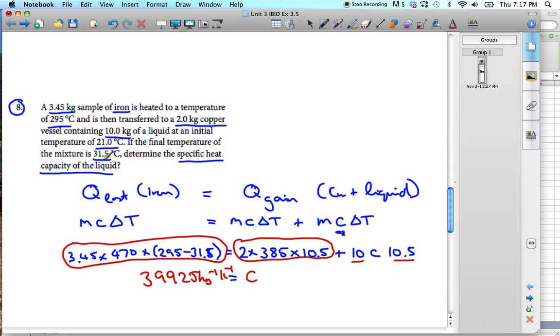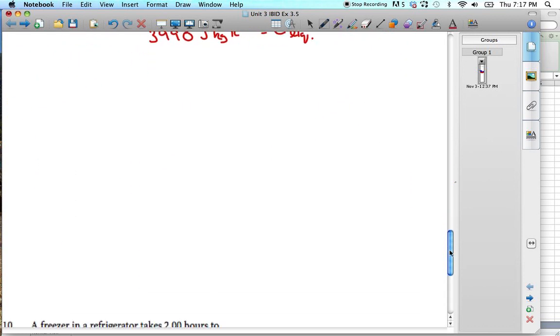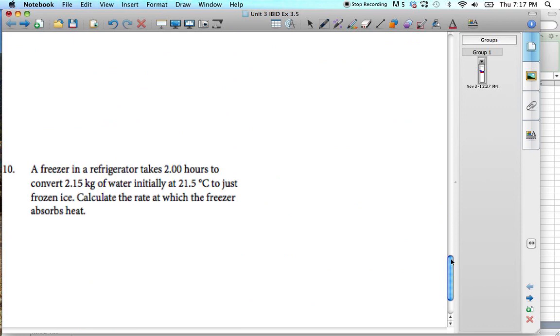Now you can see here I've got three significant figures in all of these, so I should really do this to three significant figures, so that will actually be 3990 joules per kilogram per Kelvin, which would equal the specific heat capacity of the liquid. Okay, so there we can see the important thing of getting the heat lost equal to the heat gain, just setting up your equation. It's really very straightforward. I don't think any of you have any major problems with that.